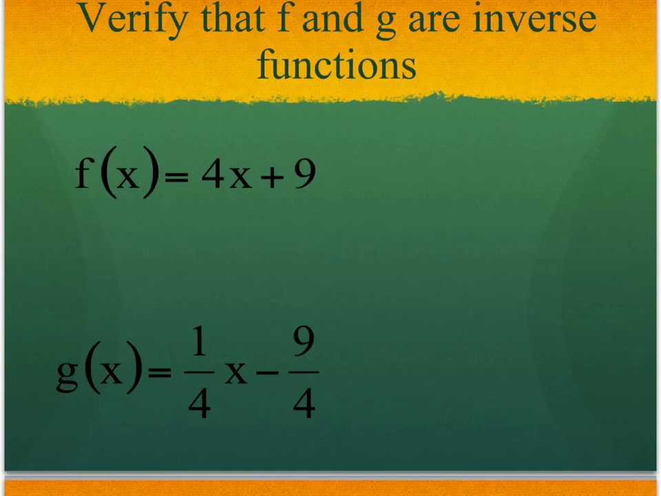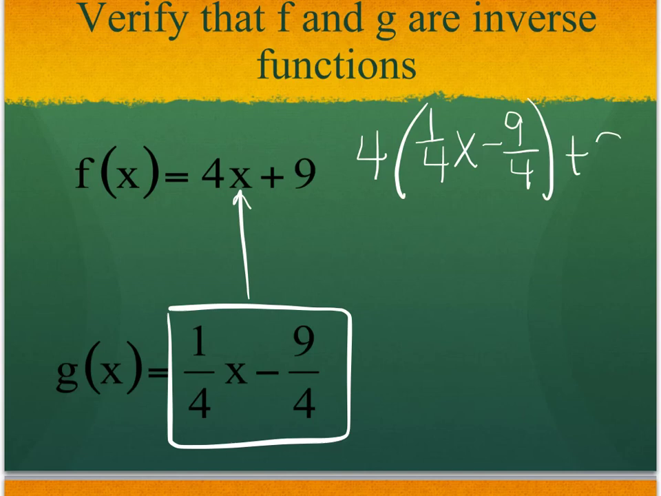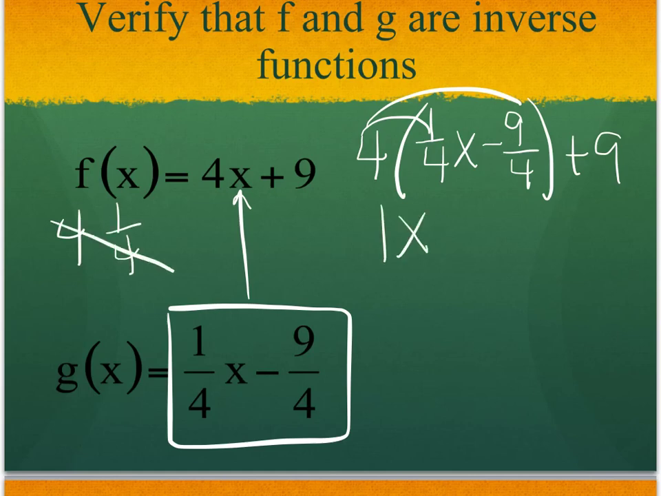Now you try this one on your own. We take this and plug it in for x. 4 parentheses 1/4 x minus 9/4 plus 9. We distribute. We want to get it all the way down to x. 4 times 1/4. 4's cancel. We just end up with 1x.